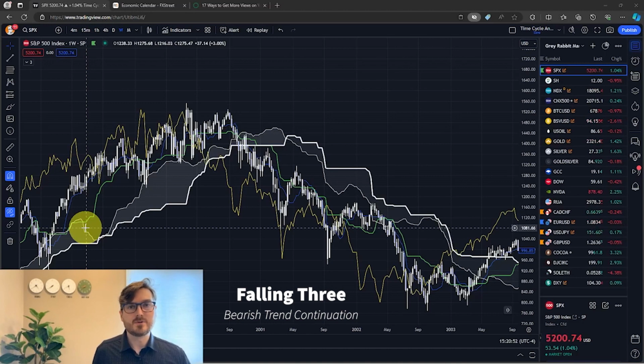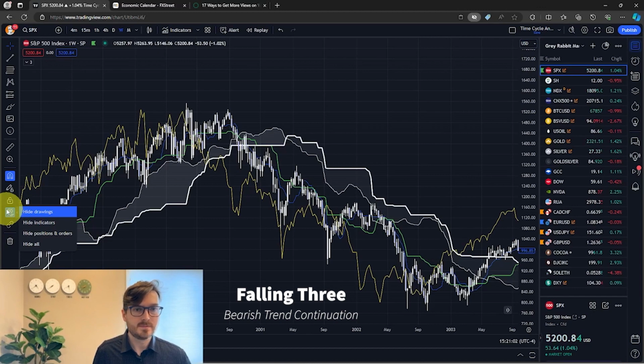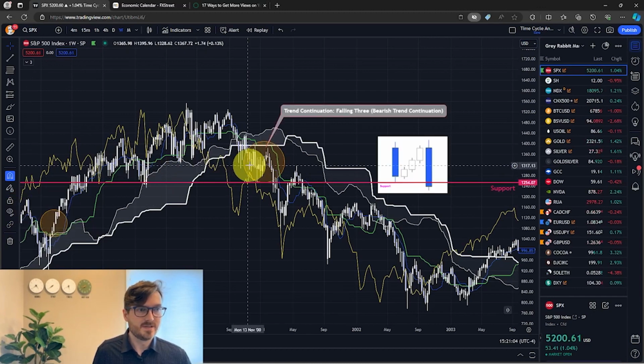Okay guys, now we're going to look for the following 3 bearish trend continuation pattern. So take a moment to pause if you want to look for it yourself, and if not, I'm going to turn my drawings on. Okay guys, and here it is right here. So take a look, we had the original pattern with a retracement here with 3 bullish candles.